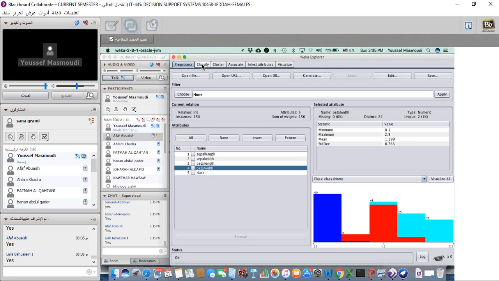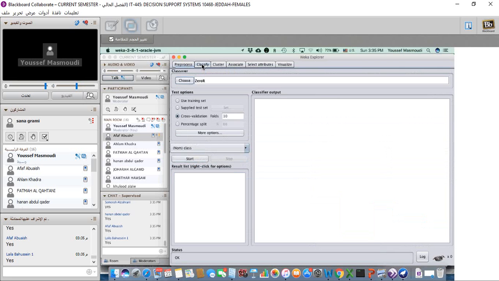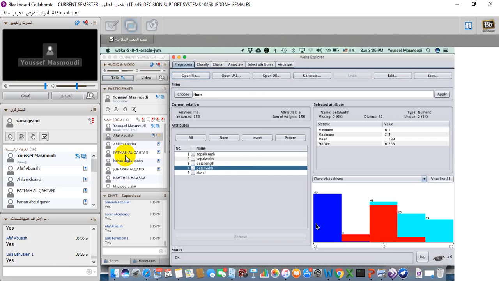At the top there are pre-process, classify, cluster, associate, select attributes and visualize. Today we will see only classify and cluster. Let's start with classify. I'll click on classify. So I will classify this data.